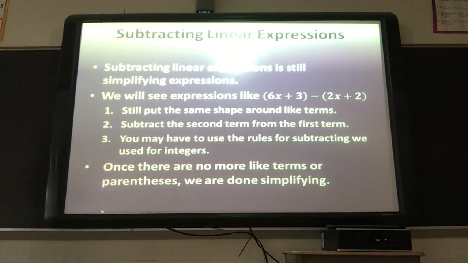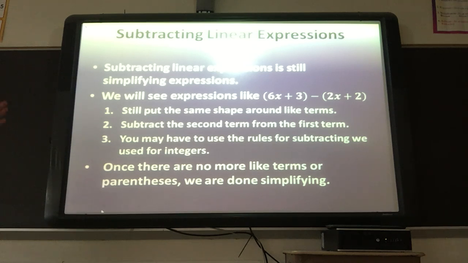And so if it says to simplify the expression, this is what we're going to be doing, okay? And there are three steps that we're going to look at in today's examples to subtract these expressions. So step one is we're still going to put the same shape around like terms. So the first thing that we're going to do is rewrite the expression without parentheses. Okay, the second thing is we're going to subtract the second term from the first term.